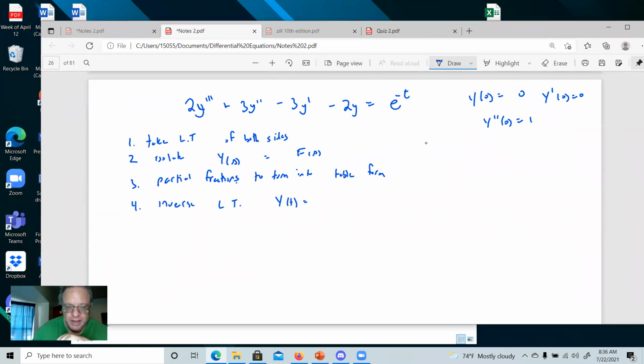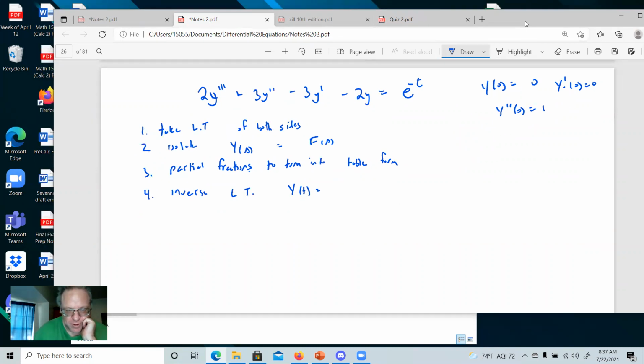So notice here, third order differential equation, we have a couple of pieces of information to know. So y of 0 is equal to 0, y prime of 0 is equal to 0, y double prime of 0 is equal to 1. All right, so taking our Laplace transforms here, this is going to be 2, and then we've got to look on our chart.